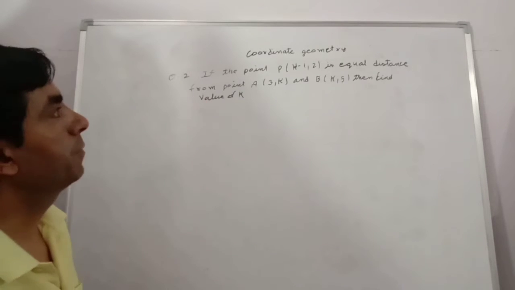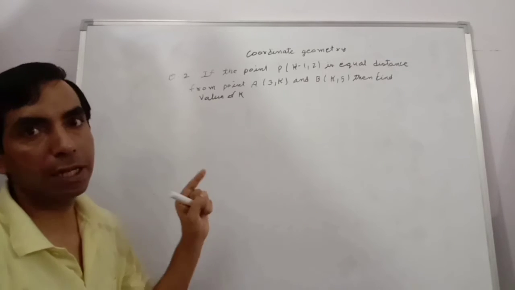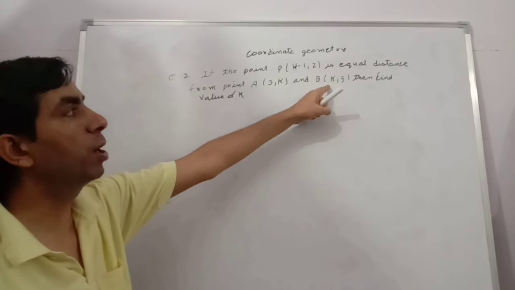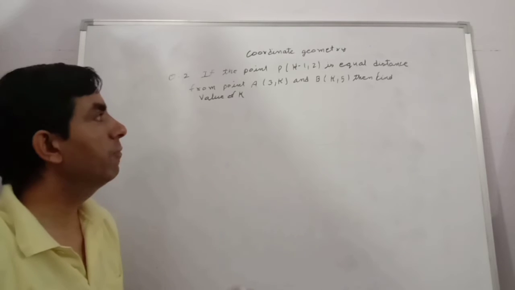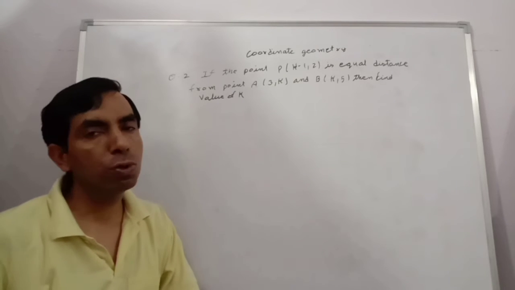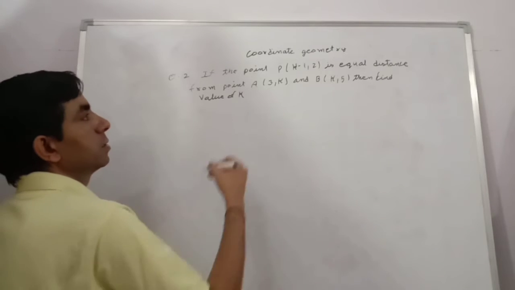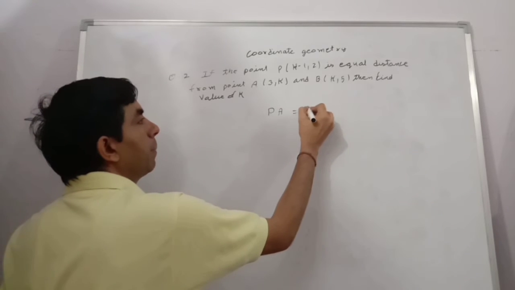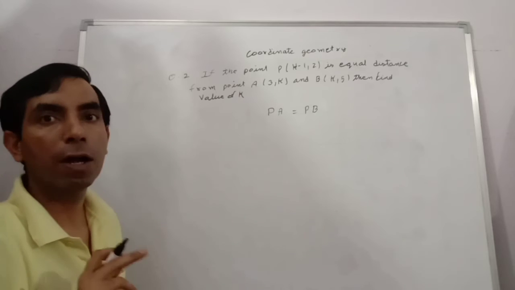Here it is given that the point P, whose coordinate is (k minus 1, 2), is at equal distance from two points. Point A is (3k, 5) and point B is (k, 5). Both points' distances from point P are equal. Then we have to find the value of k, the alphabet value, in the coordinate. So again, here the distances are equal, so we take the distances PA and PB as equal, and we use the distance formula.